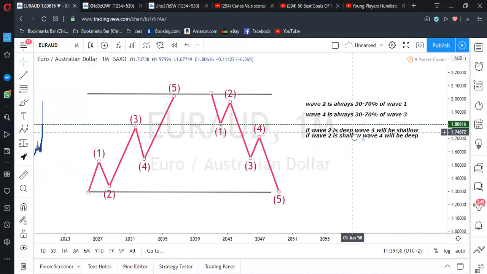These are the principles, right? You need to master these principles of wave counting. This is where you'll be able to know what wave you're in, which wave you should get off, and everything like that.